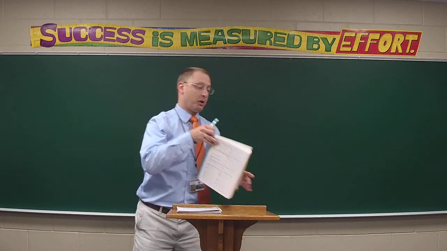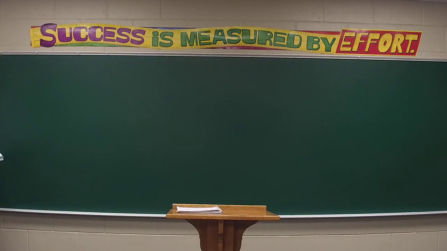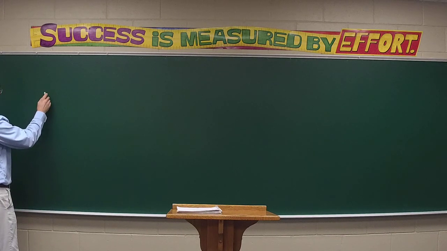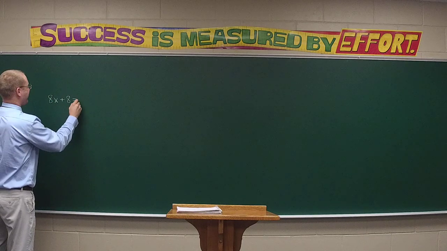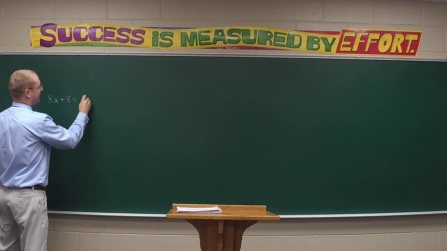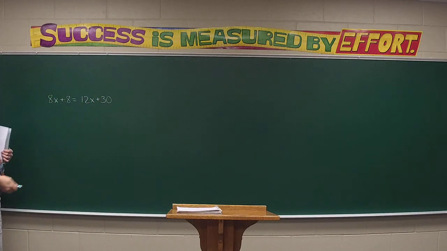Number 16, though, there were no shortcuts. We just had to cross multiply straight up. When you multiplied the means, what did you get, Kendall? 8x plus 8. Well, that's the extremes, but I guess we'll go with that. What did you get when you multiplied the means? 12x plus 30. There we go. And we'll just set the product of the means equal to the product of the extremes.